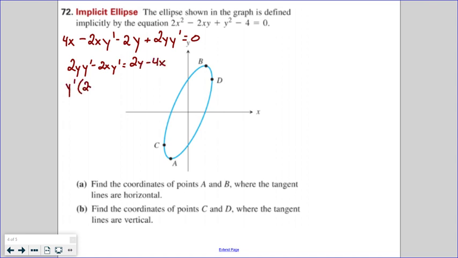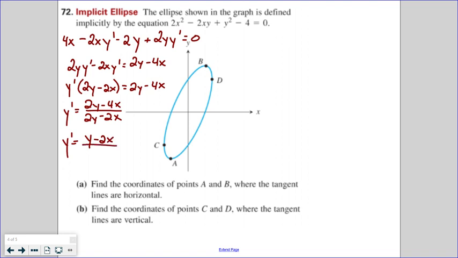Factor out my GCF. Divide by 2y minus 2x. And we could actually simplify that. They are all divisible by 2, or I could factor out a GCF of 2 in the top and bottom and simplify that out of my fraction, giving us a derivative of y minus 2x over y minus x. Okay, so there's our derivative. That would be the equation that gives us the slope of the tangent line anywhere in that picture, right?